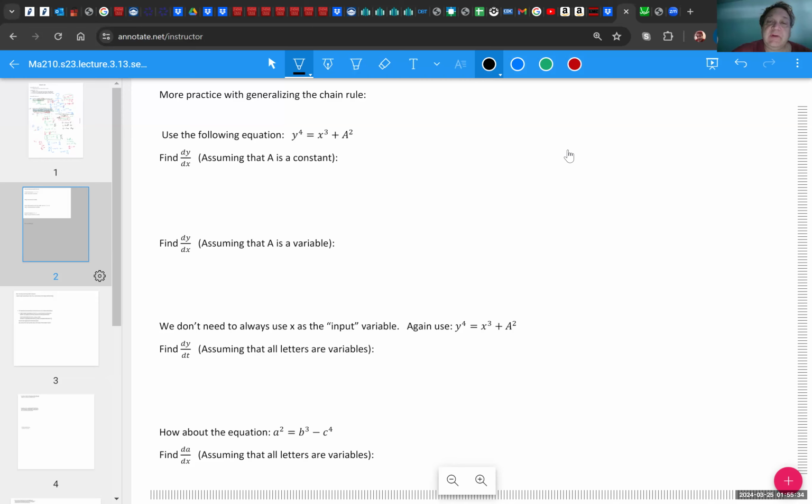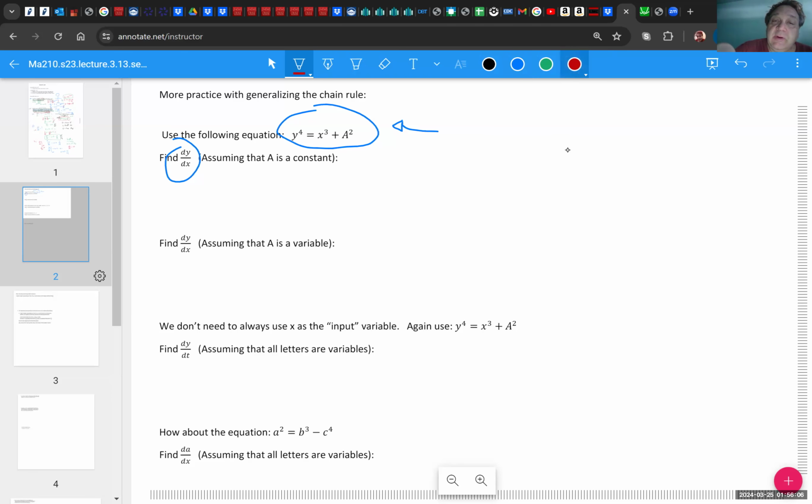The first one talks about this equation right here, y to the fourth equals x cubed plus a squared. And it asks us to find dy dx, and we're supposed to assume that a is a constant. So since we're looking for dy dx, there's got to be a dx in the bottom, and there's got to be a dy on top, of course. But in order to find dy, we just need any equation involving y, which fortunately is the one they give us right here. And to find dy dx, we need to just differentiate with respect to x.